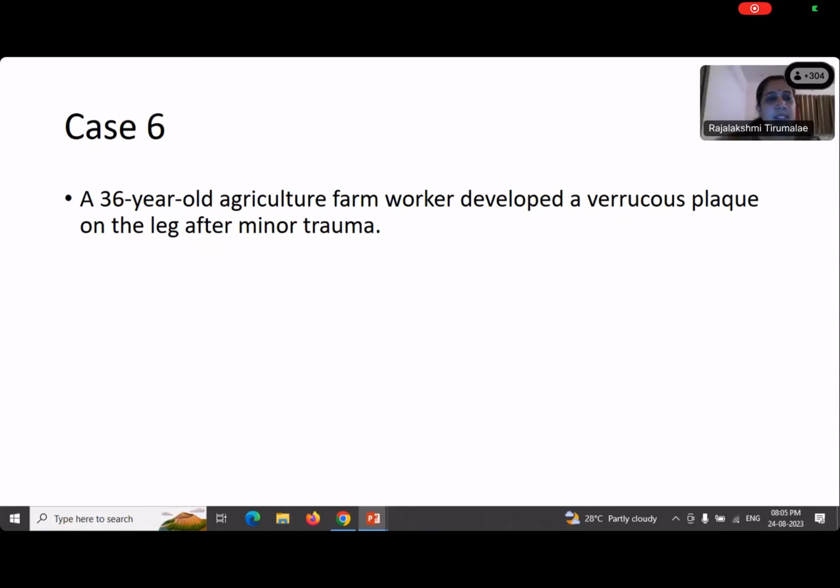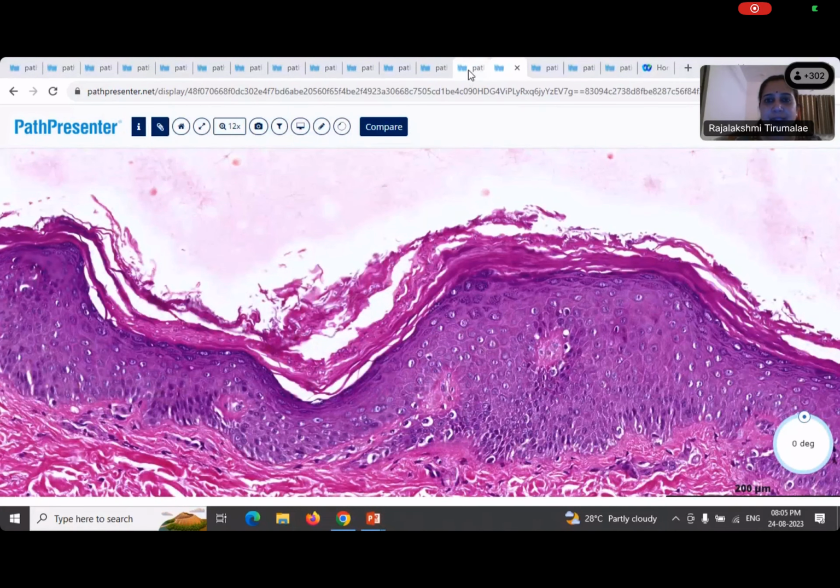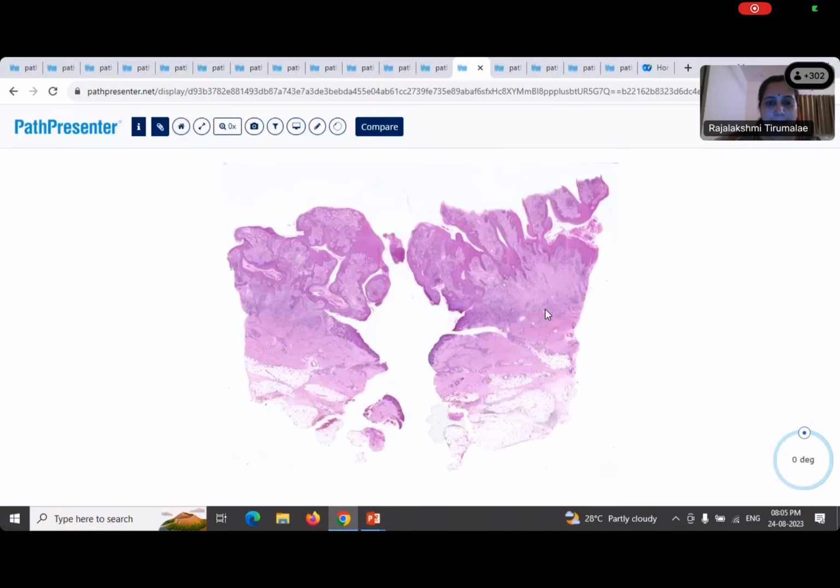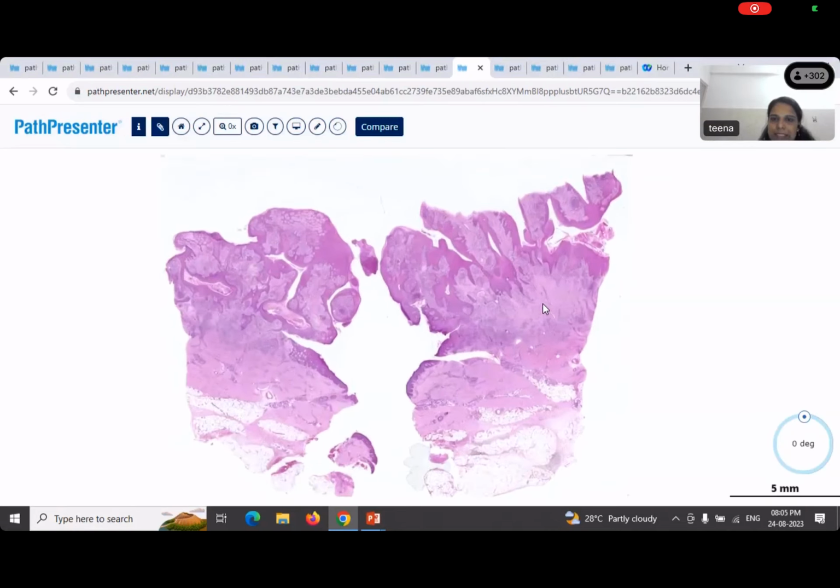Okay. Yeah, so this is a 36-year-old farm worker who developed a verrucous plaque on the leg after minor trauma. I think the history itself is a dead giveaway. One second, let me just open the slide. Yeah, right. You can start, Dr. Tina. Section from screen shows pseudoepitheliomatous hyperplasia.